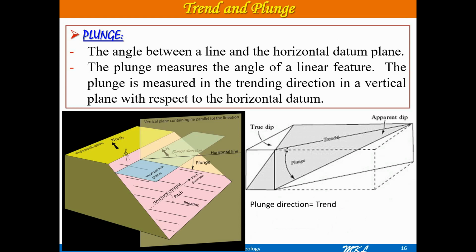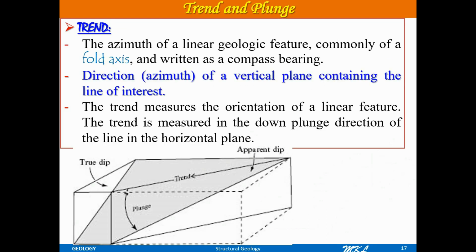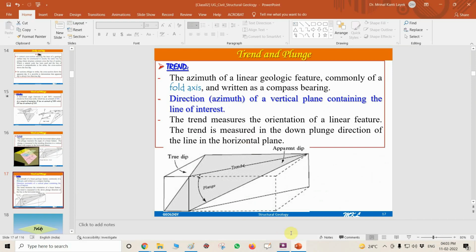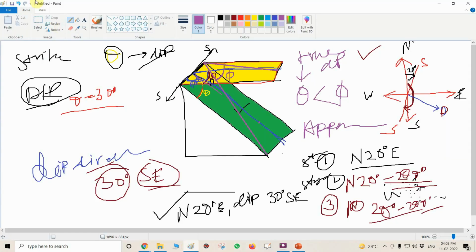Now another thing is called plunge. Plunge is the general sense of measurement, the angle between a line and the horizontal datum plane. So plunge basically measures the angle of linear features. The plunge is measured in the trending direction in a vertical plane with respect to the horizontal datum. Now what would be the trend? Trend is a very common term for geological measurement.